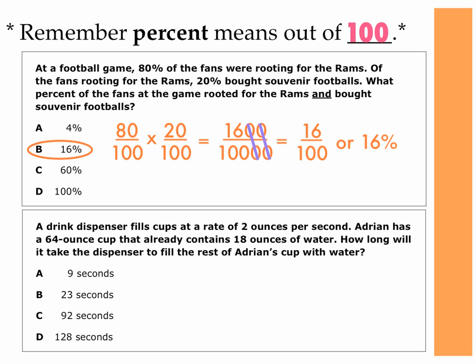The next example says a drink dispenser fills cups at a rate of 2 ounces per second. Adrian has a 64-ounce cup that already contains 18 ounces of water. How long will it take the dispenser to fill the rest of Adrian's cup with water?